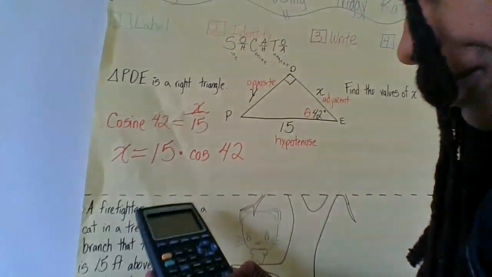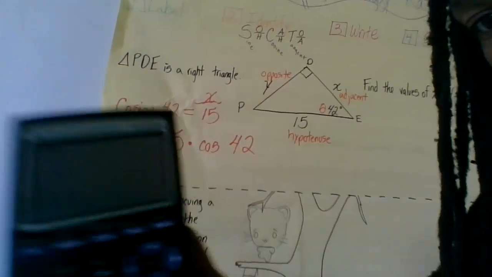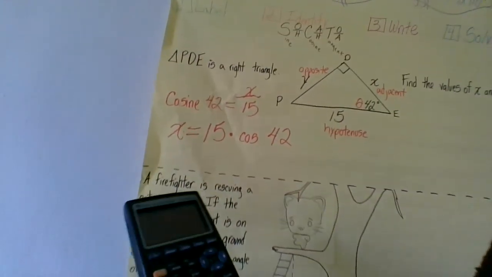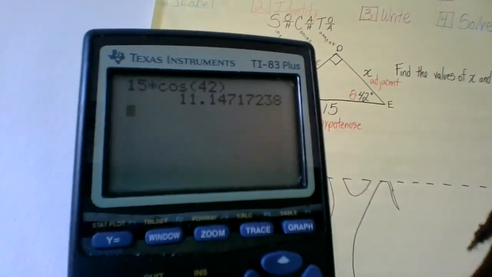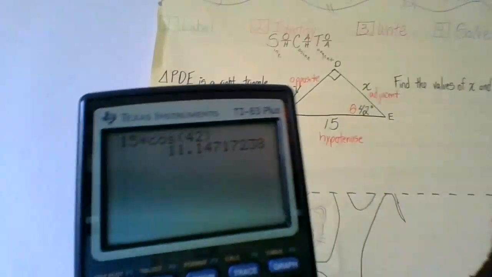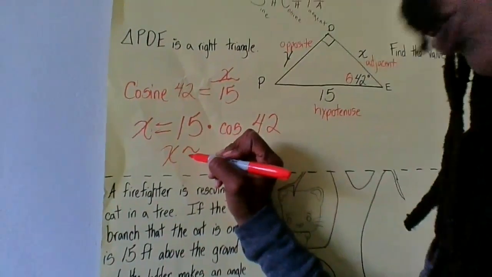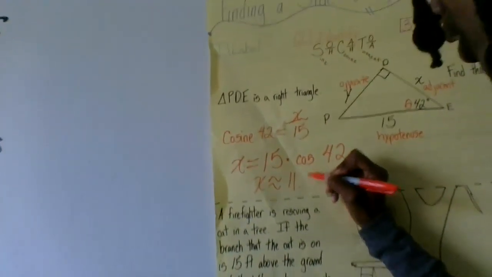We're going to do 15 times cos 42, close that parentheses, and that's going to equal bada boom, bada bing. So that is the measurement for the side. I'm going to round it to the nearest tenth. So our x is approximately, that's why I got my squigglies, it doesn't equal, it's approximately 11.1 units.